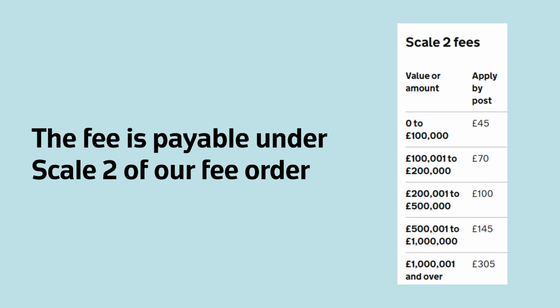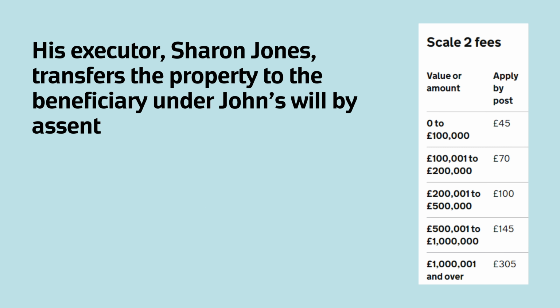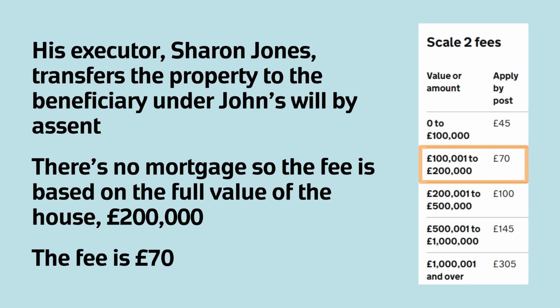Let's look at an example. John Smith dies owning a house worth £200,000 with no mortgage. His executor, Sharon Jones, transfers the property to the beneficiary under John's will by assent. There's no mortgage, so the fee is based on the full value of the house, £200,000. The fee is £70 under Scale 2.